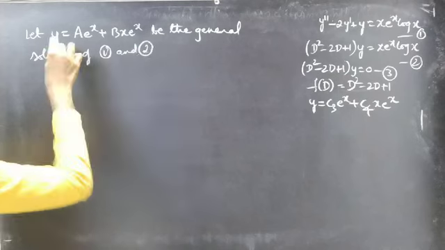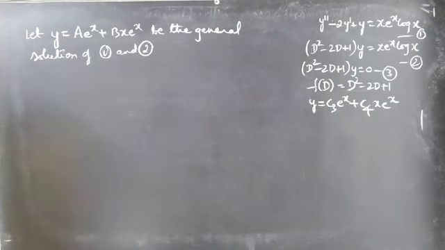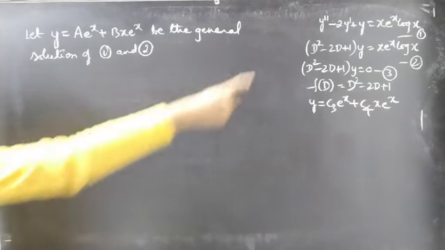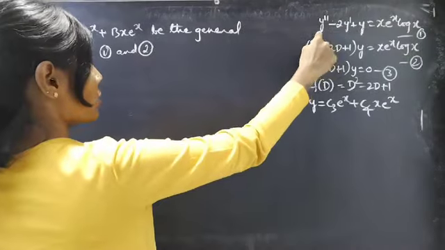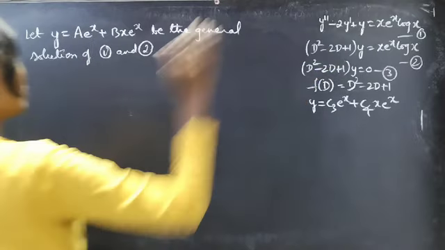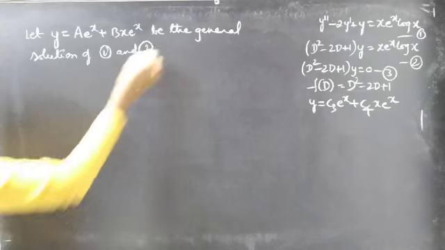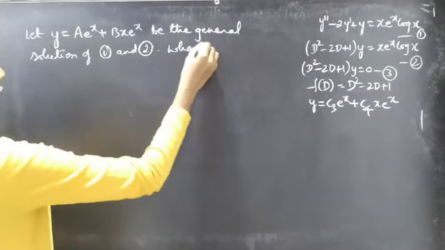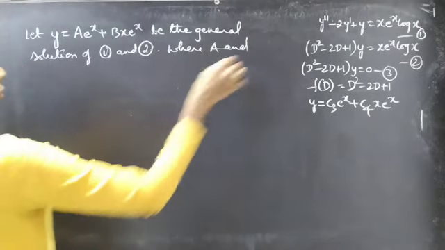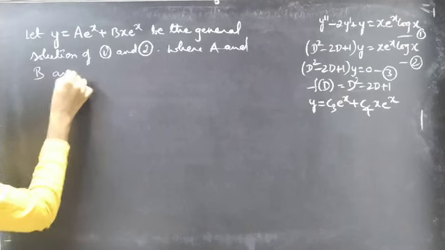We are saying that y equal to a e power x plus b x e power x is a general solution to 1, which is nothing but a solution to 1. So it satisfies equation 1, right? So we need to find y dash and y double dash and substitute in equation 1. Okay. We are having here a and b as functions of x.